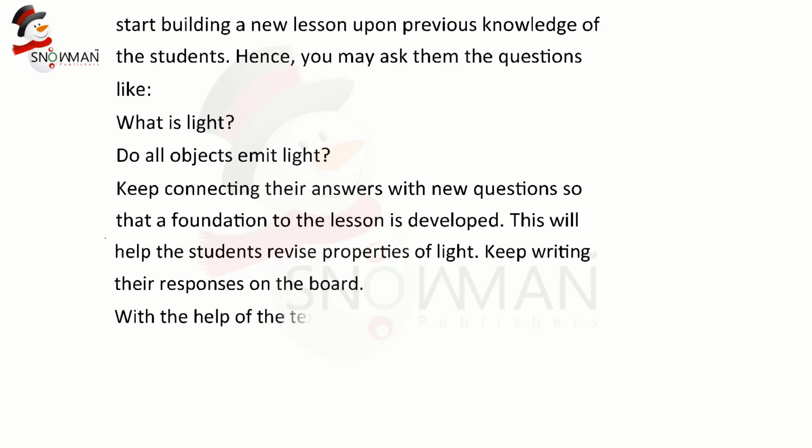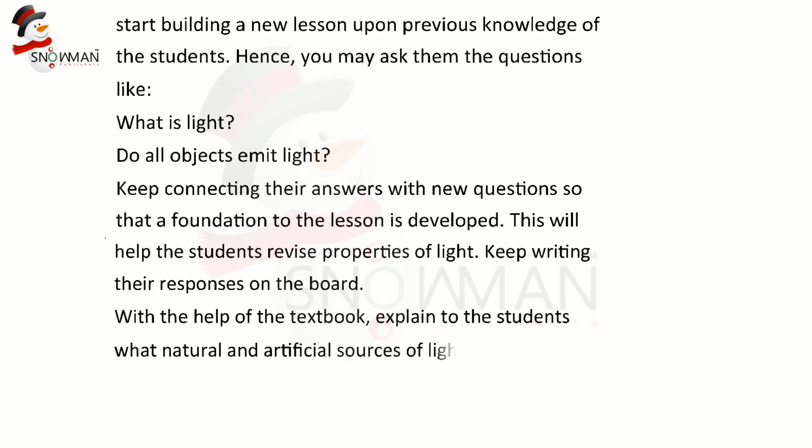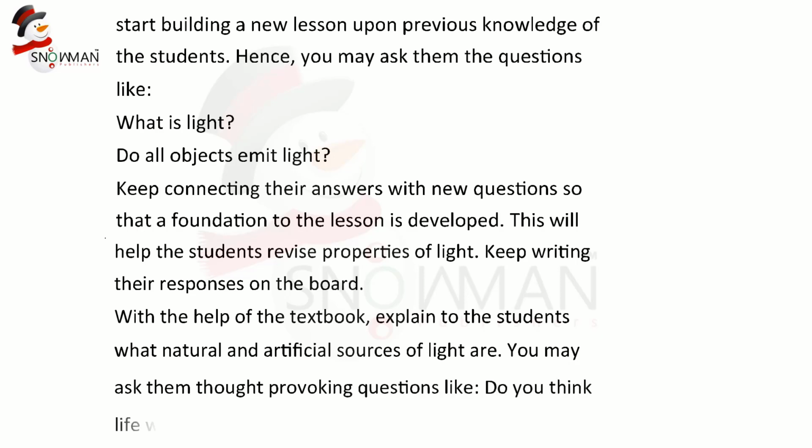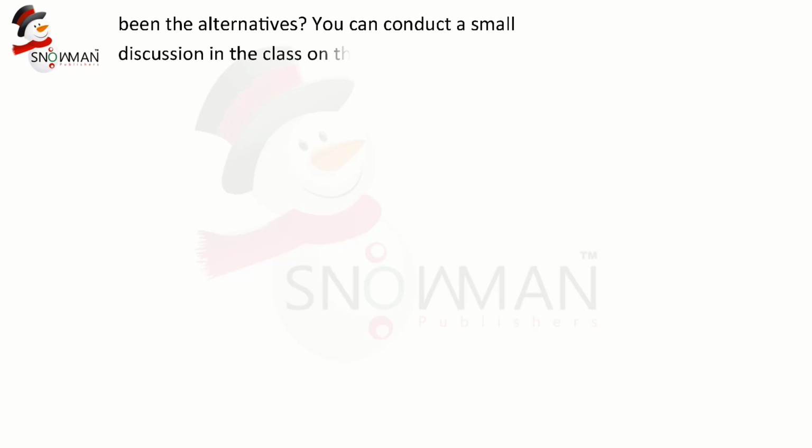With the help of the textbook, explain to the students what natural and artificial sources of light are. You may ask them thought-provoking questions like, do you think your life was possible if there was no sun? What could have been the alternatives? You can conduct a small discussion in the class on this hypothetical situation.